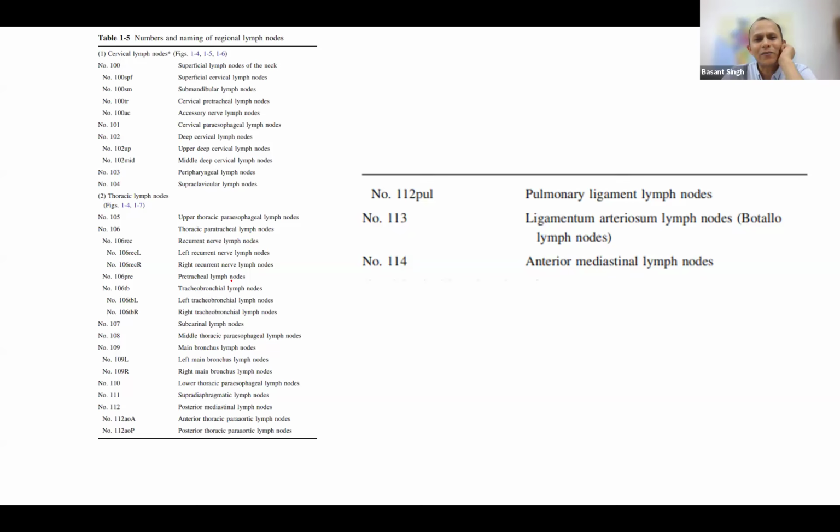Okay, I think there was one more question that was asked. Station number 113, Botallo lymph nodes. This is the ligamentum arteriosum lymph nodes, asked in some paper a few years back. What is Botallo lymph nodes? That is 113. So sometimes they ask you this also. 104 is supraclavicular, so remember 104 also. This table is important because they have asked previously.